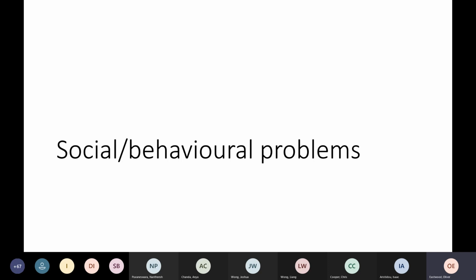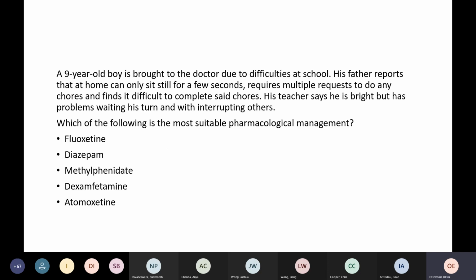And onto our social and behavioural issues and our next SBA.